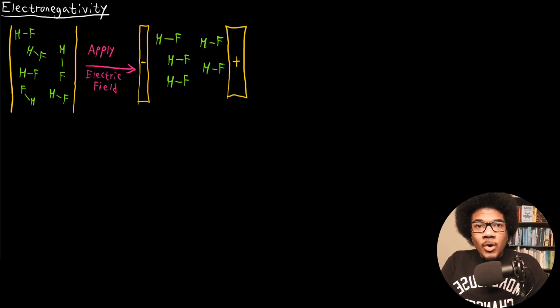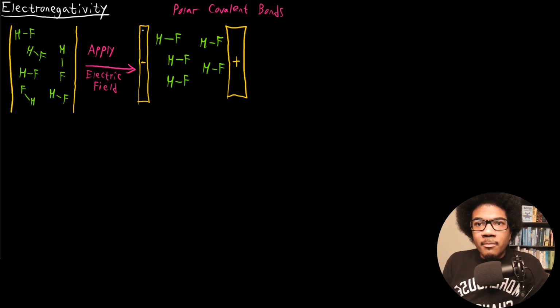In this video, we're going to introduce a topic known as electronegativity. Now, really the starting point for this conversation is to focus in on what we call polar covalent bonds, right? So polar covalent bonds. And an example of a polar covalent bond is hydrofluoric acid, HF. And what do we mean by polar covalent bonds?